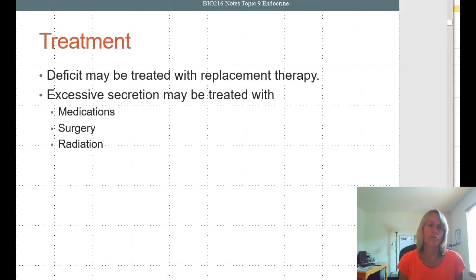Okay, for treatment, if you have a hormone deficit, you can treat it with hormone replacement therapy, such as in hypothyroidism, which is pretty common. Many people are treated with Synthroid, a synthetic version of thyroid hormone. Excessive secretion can be treated with medications to block receptors, block secretion, maybe surgeries, removing the tumor, or radiation, irradiating the thyroid gland, for example, in the case of hyperfunction of the thyroid gland.